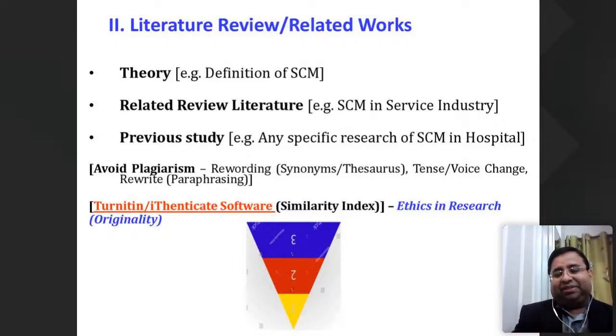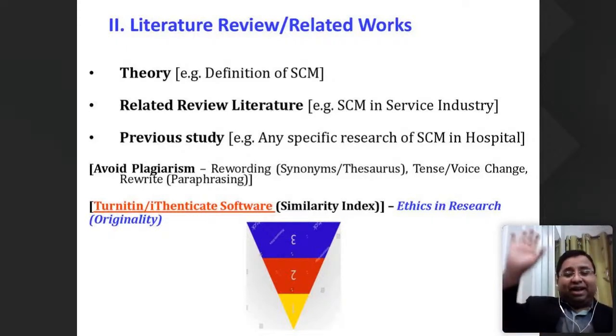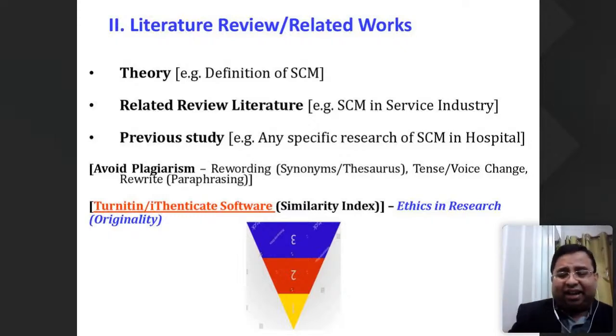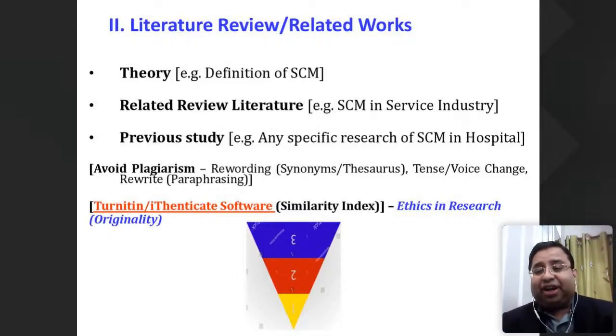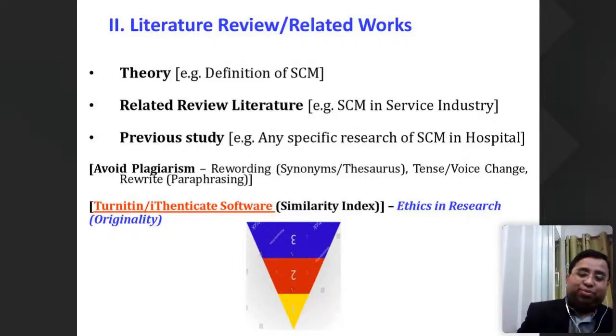A related review literature. So your main target is the hospital, but you just check: is there any kind of research papers you have on supply chain management in the service industry? Maybe supply chain management in the education supply chain, in the tourism industry, or in the banking industry, all of the service industry. You would like to find out supply chain management in the service industry. It means you want to signify, yes, we are on the right track. As we have research on the service industry, that's why you would like to work on hospital supply chain management.